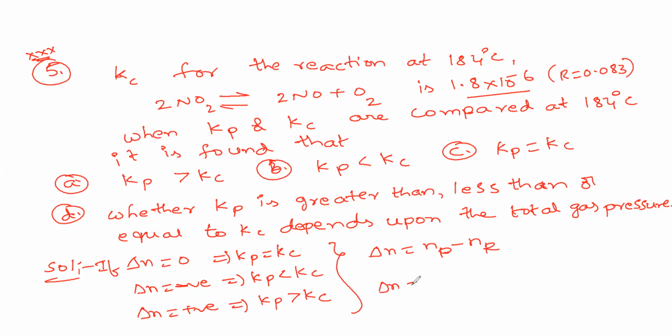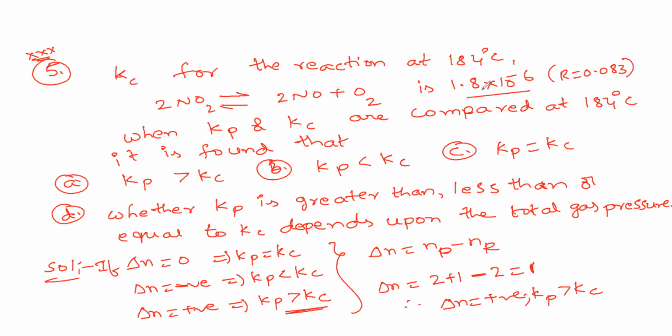So delta n is equal to 2 plus 1, this is products, minus reactants, which is 2. So 2 plus 1 minus 2 is how much? It is 3 minus 2, which is equal to 1. Since delta n is positive, Kp is greater than Kc. Straight away we can say Kp is greater than Kc.